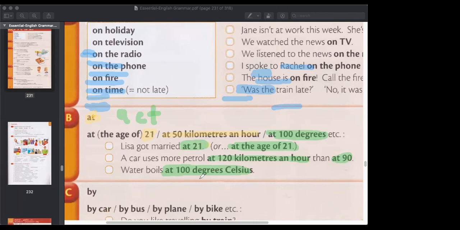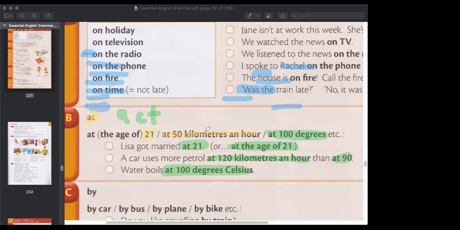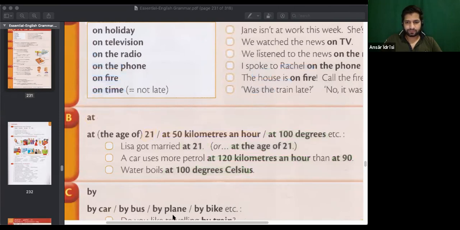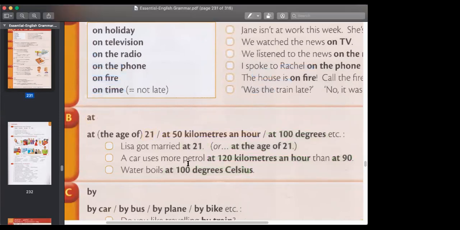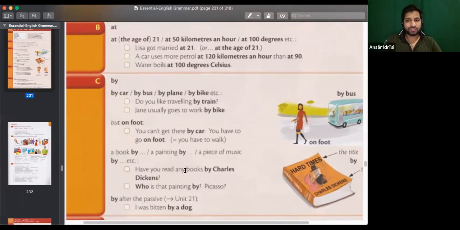Don't shout at me. Correct. I study at night. I am bad at sports. Very good. Anything else with at? Don't cry at this small topic. Correct. So it is easy, but you have to practice at home.